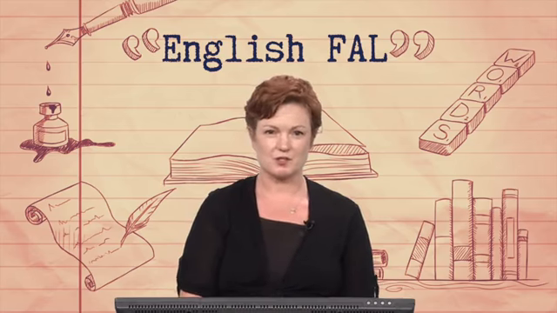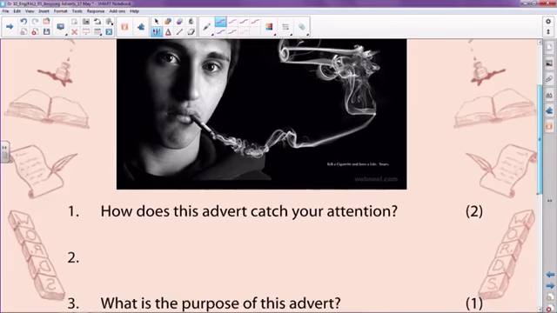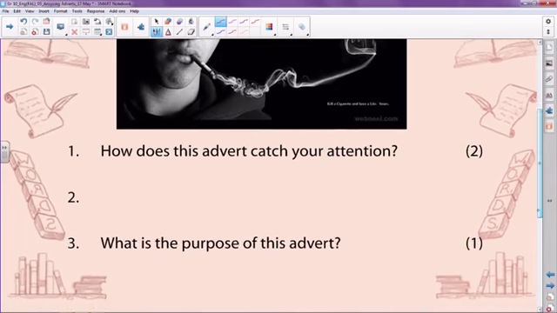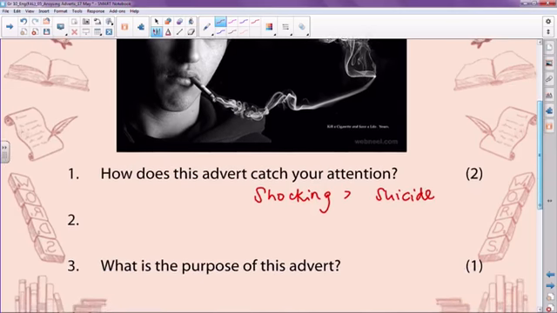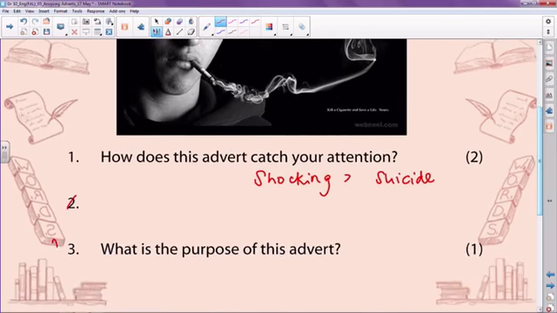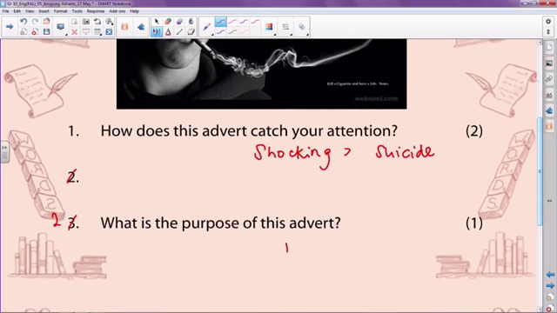Let's answer the questions together. So we have our advert and we have the questions. Question number 1, how does the advert catch your attention? Well, you could say it's a very shocking image, really depicting somebody who is, in essence, committing suicide. Question number 2, what is the purpose of the advert? Raise awareness around the dangers of smoking.